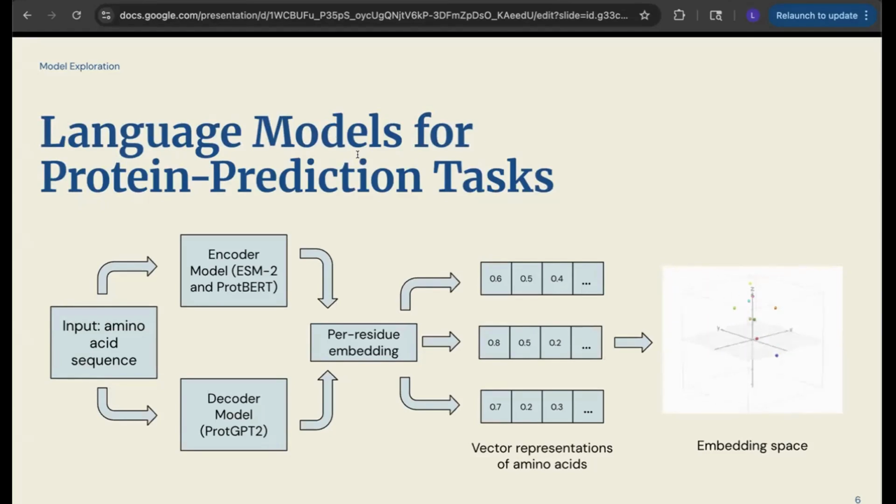So all the models output the same thing, which are embedding vectors, which essentially just are numerical representations that represent each residue, or another word for amino acid. So in this basic pipeline that I created here, you can just see an example of an embedding space that captures all of these vectors. And just for context, similar amino acids will be closer to each other in this space, and different amino acids will be further apart.